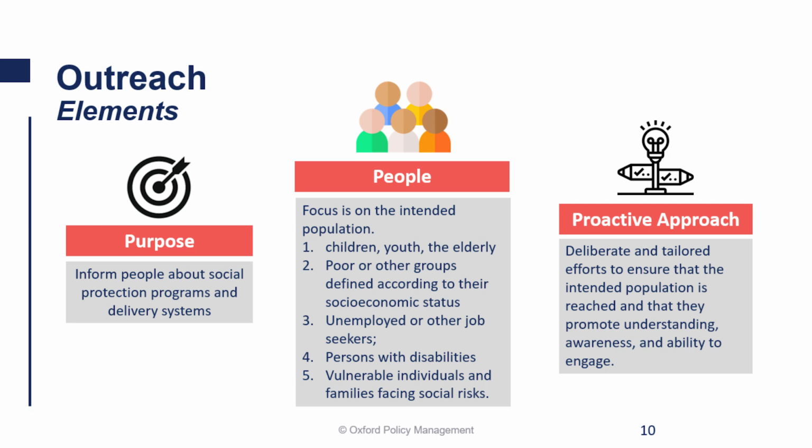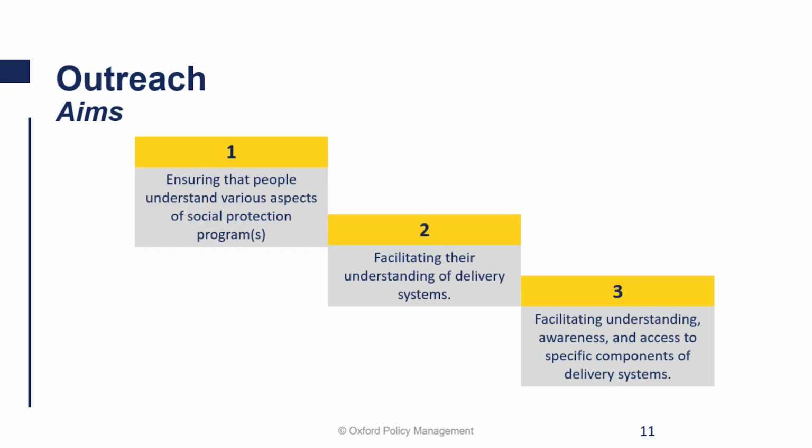Another element is a proactive approach, where the efforts are deliberate and tailored to ensure that the intended population is reached and that they promote understanding, awareness, and ability to engage. So what are the aims of the outreach? The aim of the outreach is to inform people about social protection programs and delivery systems so that they are part of the process. It means ensuring that people understand various aspects of social protection programs, such as objectives, program rules, eligibility criteria, scope, and content.